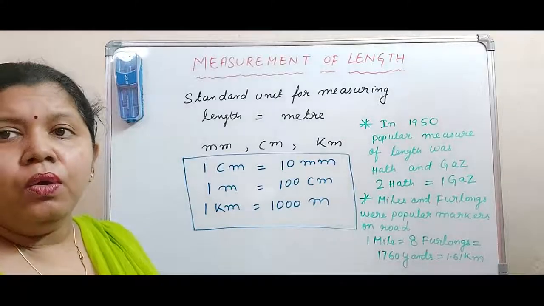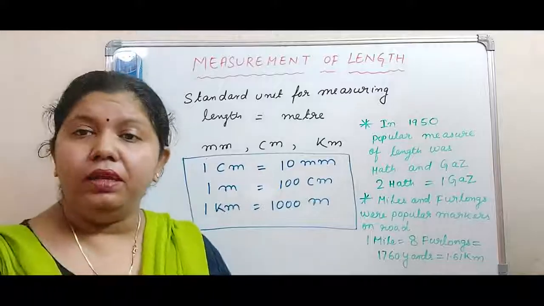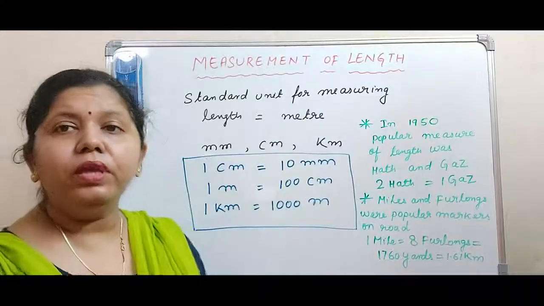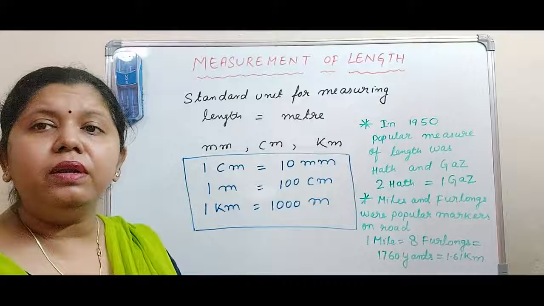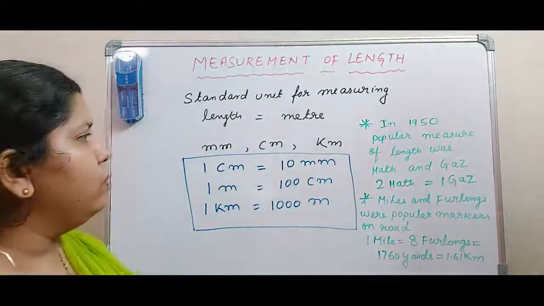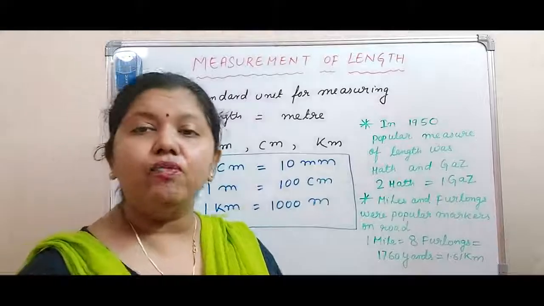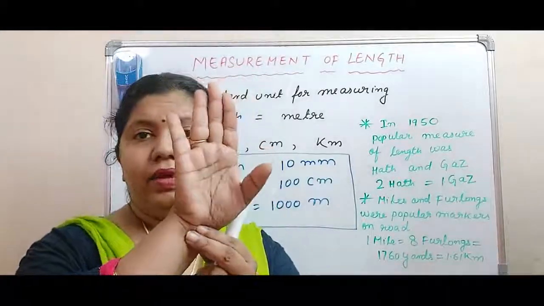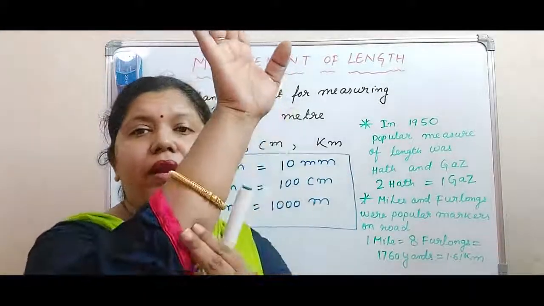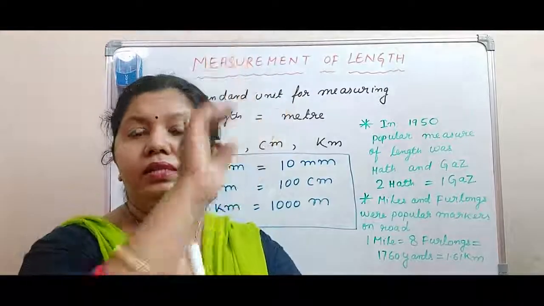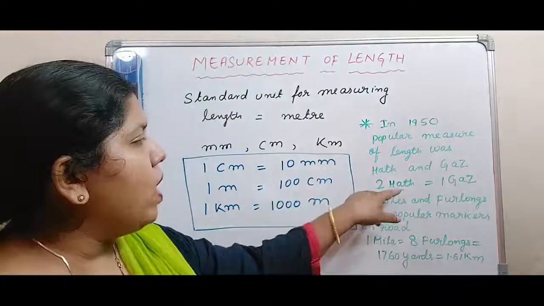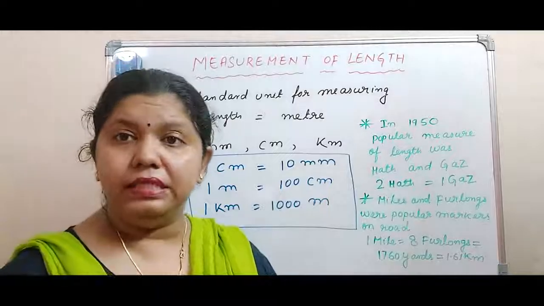Now, earlier in 1950, the people of India were using some different measures of length. They were using units like hath and gaz. What is hath? One hath means one hand, this one. Gaz means double of it, like up till this. This was gaz. So we say that 2 hath is equal to 1 gaz.